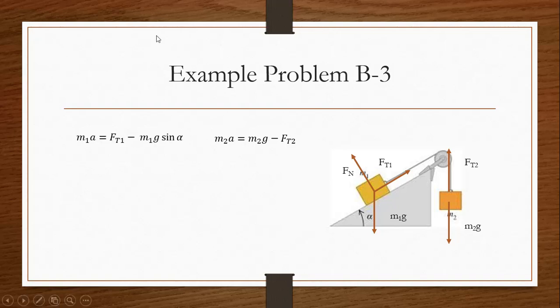So here's for M2, M2g and Ft2 are the two forces. They're opposite directions. And for M1, well, we have Ft1 trying to pull it up. And we have really the x component, the component of weight that's acting in this direction, which is M1g sine of alpha. Now I've done this completely symbolically at this point, and I'm going to wait till the very end to plug any numbers in.